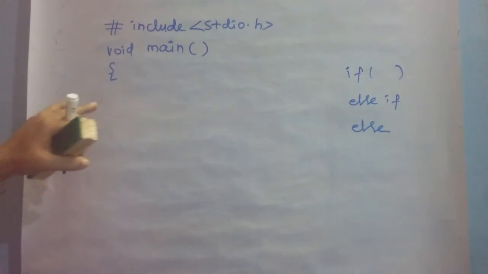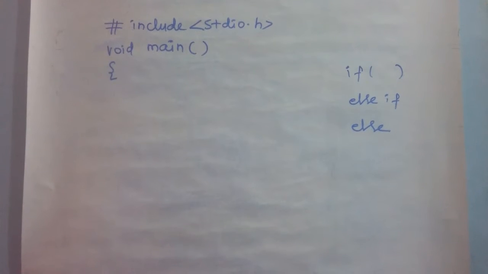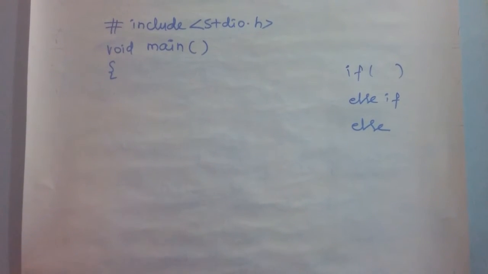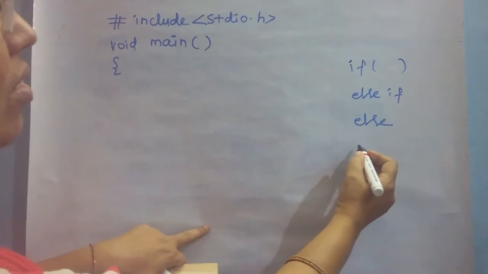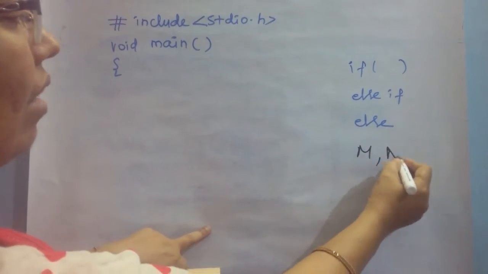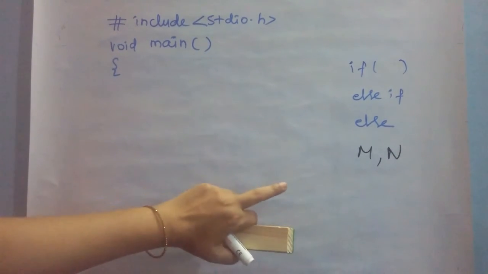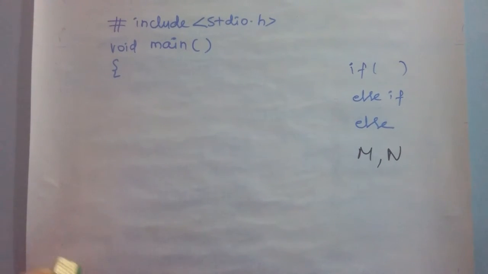In this video, we are going to discuss an example program for if else, the conditional control statement or decision control statement. The problem given here is that two variables are given, m and n. We are supposed to check which one is greater or whether both the numbers are equal.